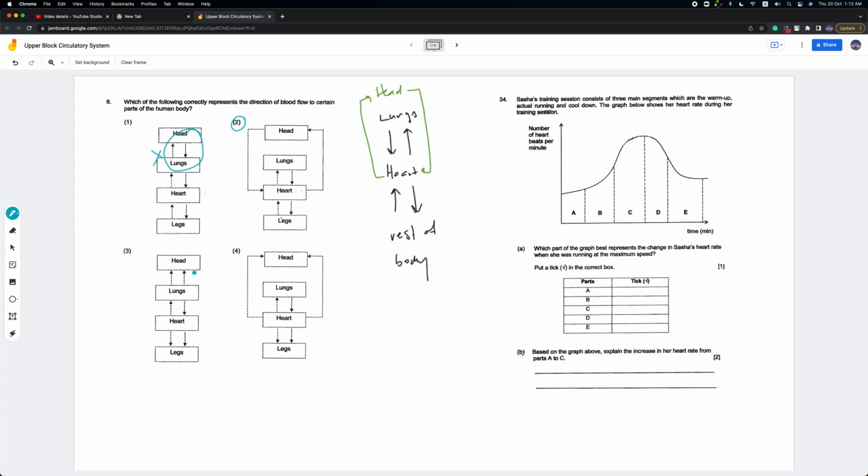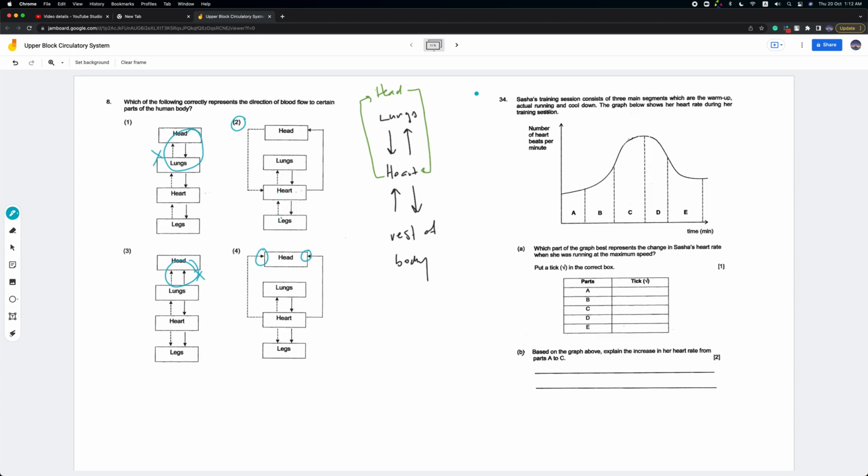Now, from the lungs to the head, again wrong. And from, okay, this one, both go to the head from the heart. So it's always from the head to the heart and from the heart to the head, or whatever parts of the body. Okay, next question here.